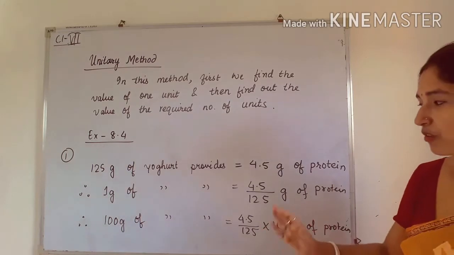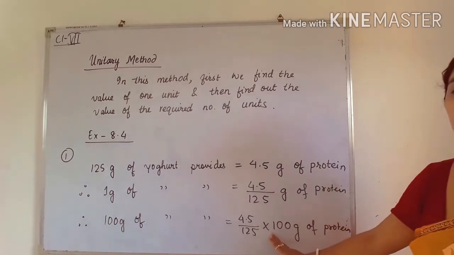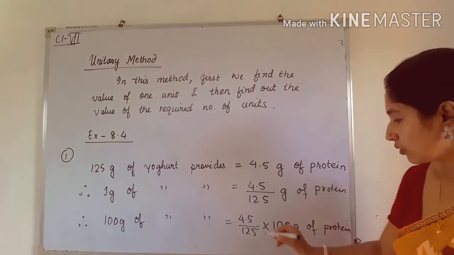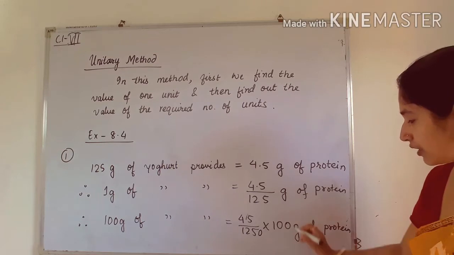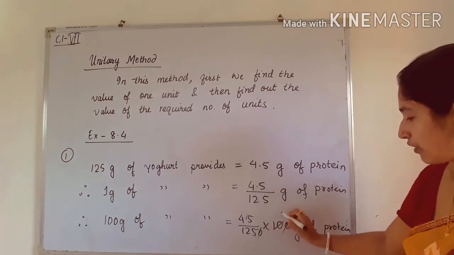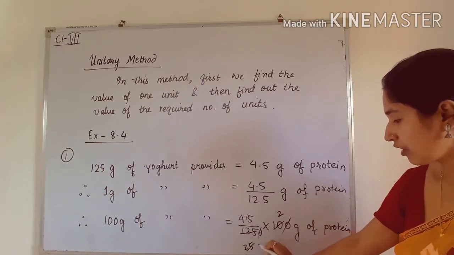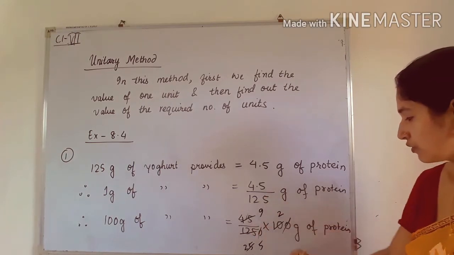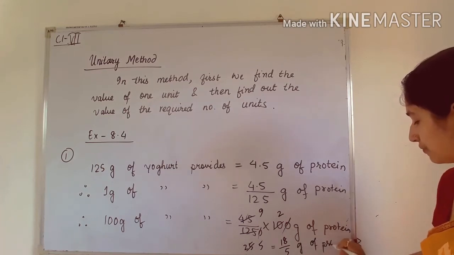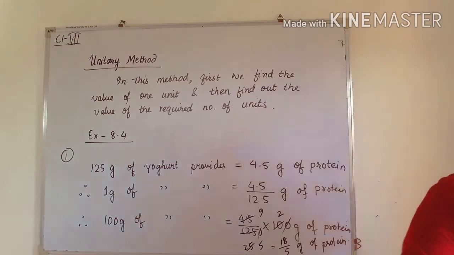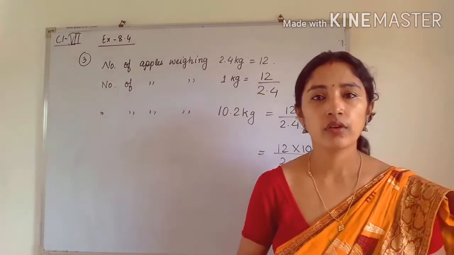So that means 100 gram of yogurt provides how much protein? Yes, this will be 4.5 by 125 into 100. So we can do cancellation here. Okay, so after removing the decimal, 10 will come in the denominator, so you can cancel this 0 with this 0. So 5 2s are 10, 5 2s are 10, 5 5s are 25. And again you can cancel: 5 5s are 25, 5 9s are 45. So 18 by 5 gram of protein. So students, just do one thing. In the final answer, you can convert your answer into decimal.